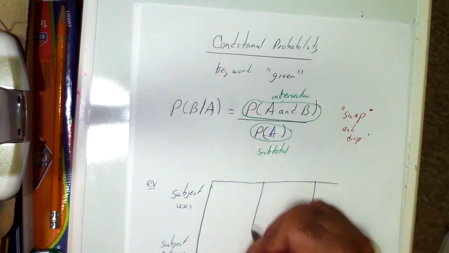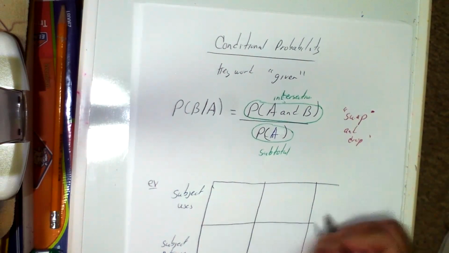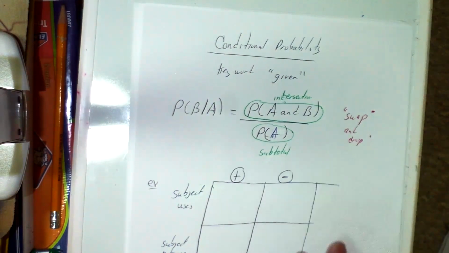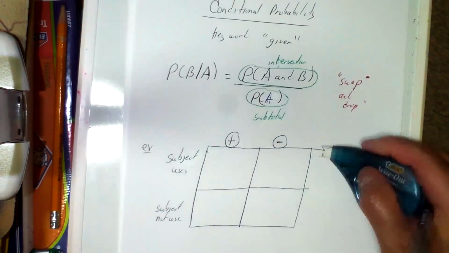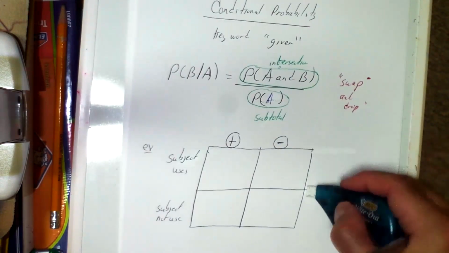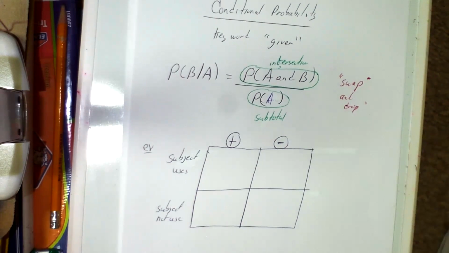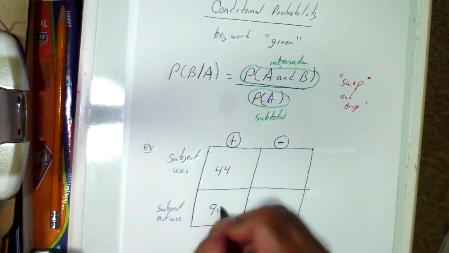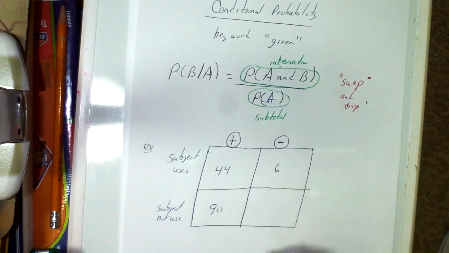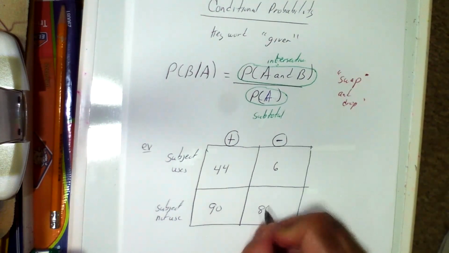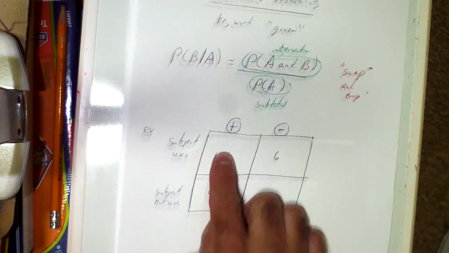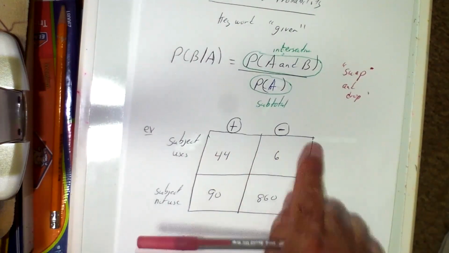Right? And you have drug test plus, test result minus, drug result. And we'll put in the numbers. Let's say that's 44. This is 90. This is 6. And that's 860. So just like you did with the addition rule, you have to add the columns and add the rows.